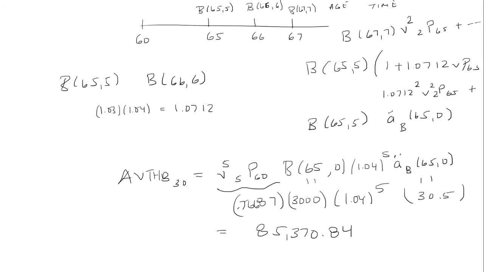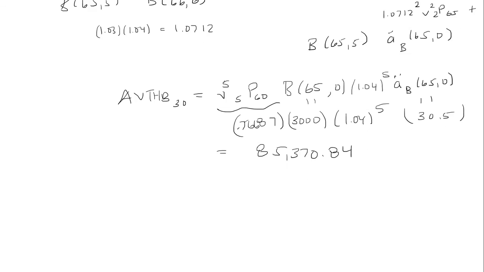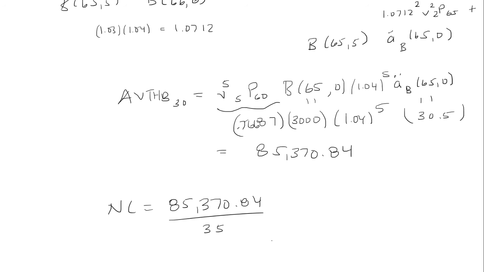So now to get the normal contribution, we're going to take that number and divide it by 35. And so the final answer is 2,439.